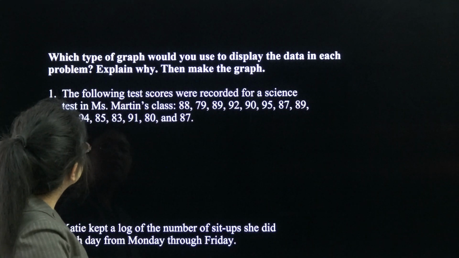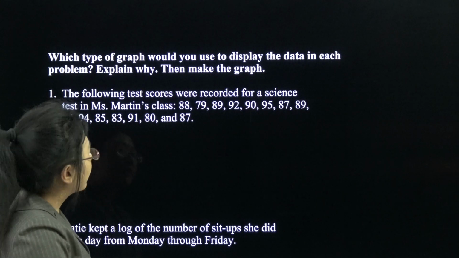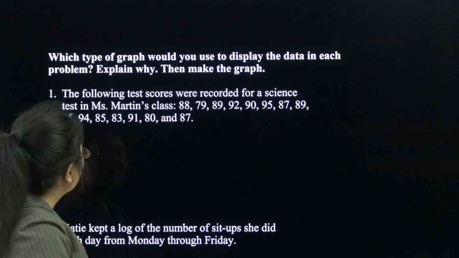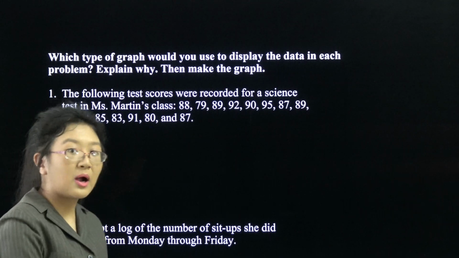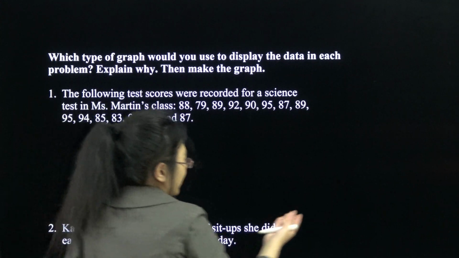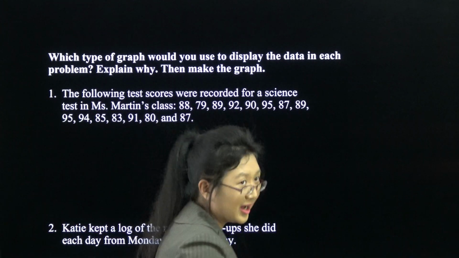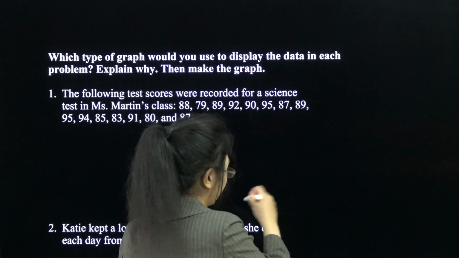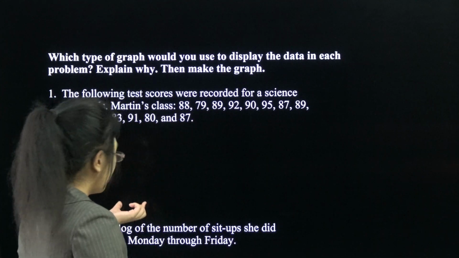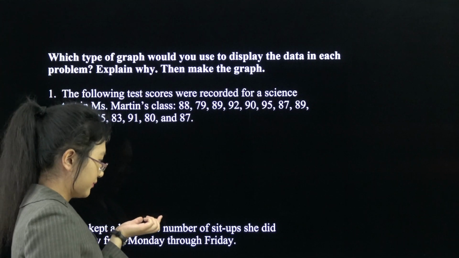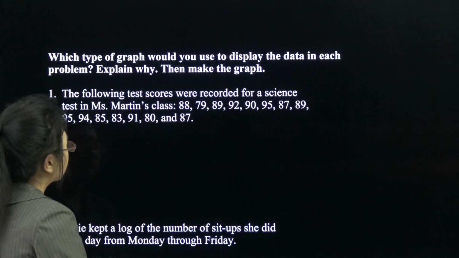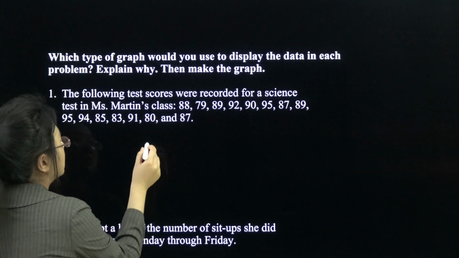Are there repeat numbers? No, there's barely any repeats. So that means that it would not be a smart idea to do a line plot, because then the line plot would be very, very long, very awkward, and everything would only have one tally. Which means that we will need frequency intervals, because we're not comparing anything, technically. So let's make a histogram.